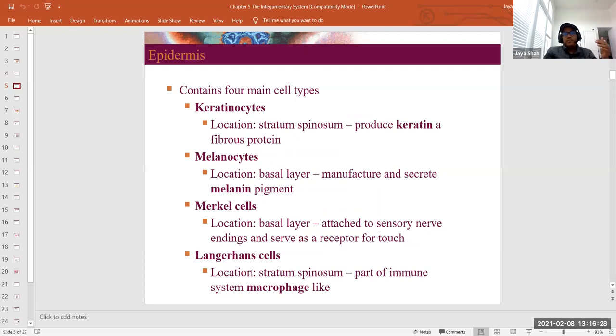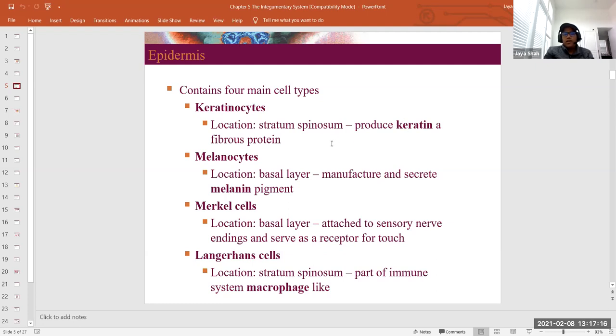Okay, epidermis. So epidermis is what kind of tissue? Epidermis is made up of what kind of tissue? Stratified squamous. Stratified squamous, good. And in a stratified squamous, the major cells are the keratin producing cells. So there are four main cell types in epidermis because there are several layers of cells, 100 layers of cells. And the main cells are keratinocytes.